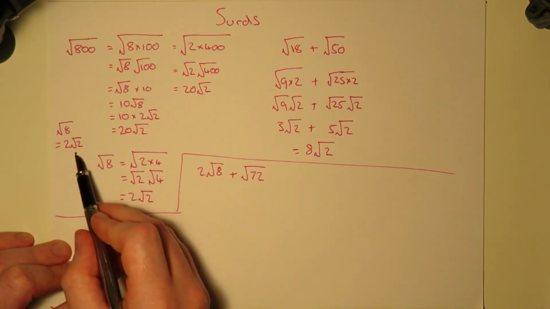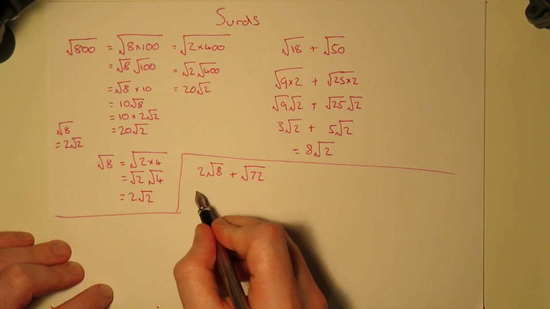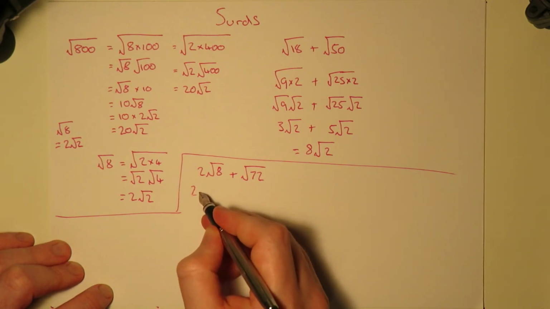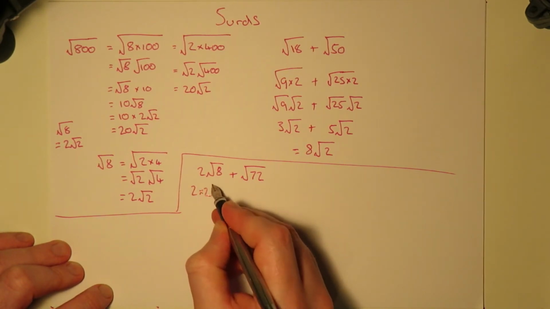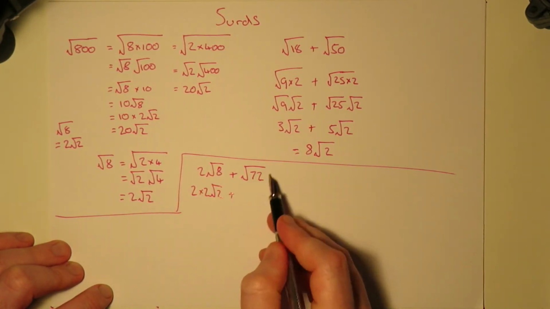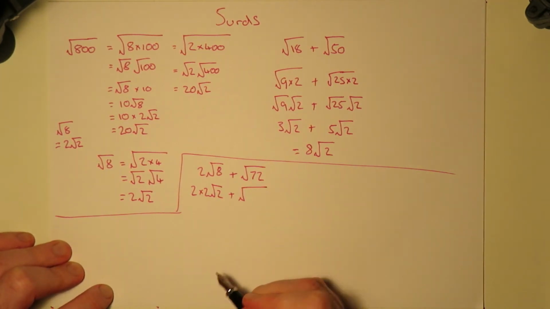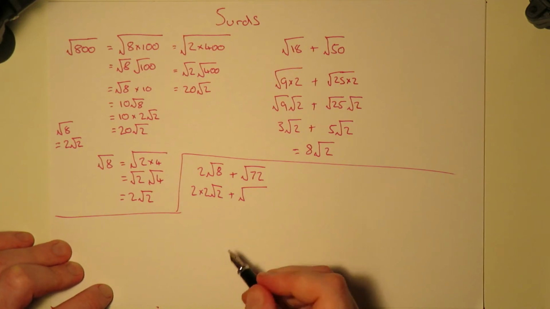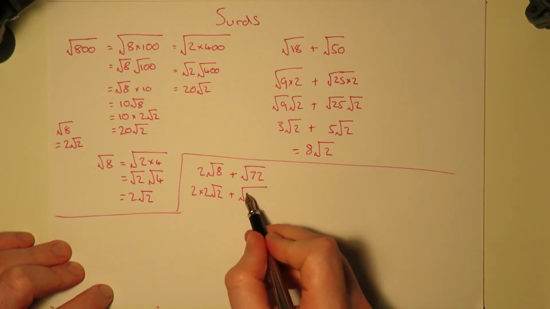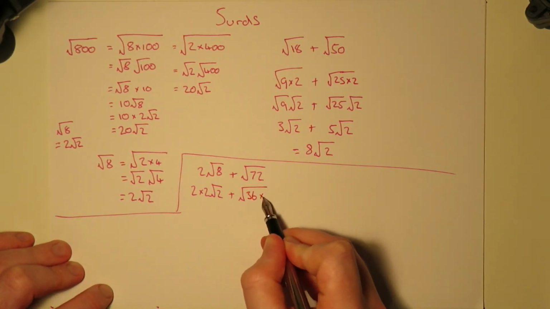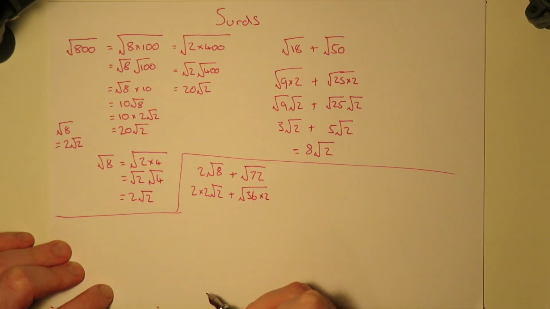Now I've already said that root 8 is 2 root 2, so that there will be 2 lots of 2 root 2. Well 72, how could you write 72 as the product of a square number and another number? Well, 36 and 2 gives you 72.